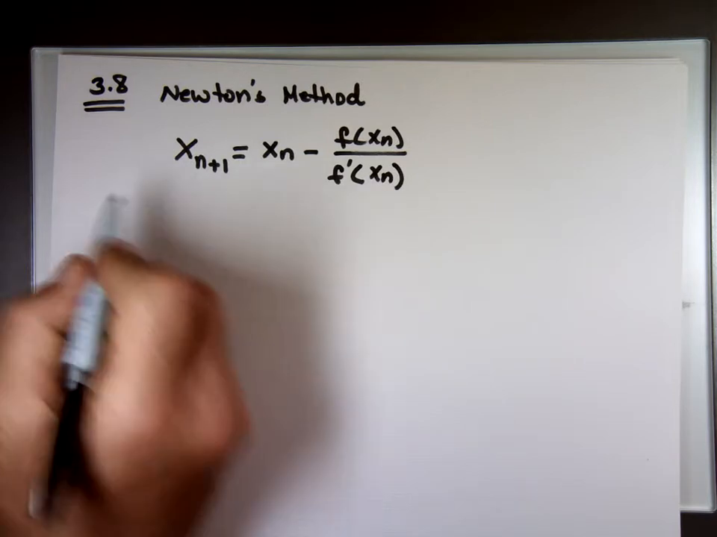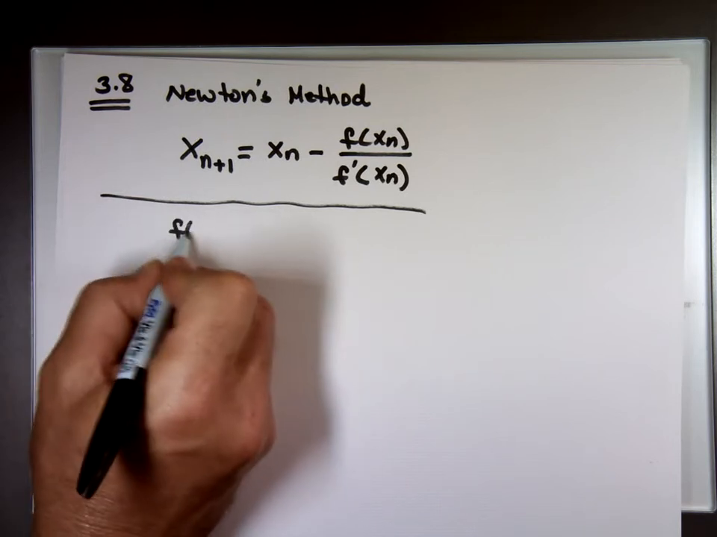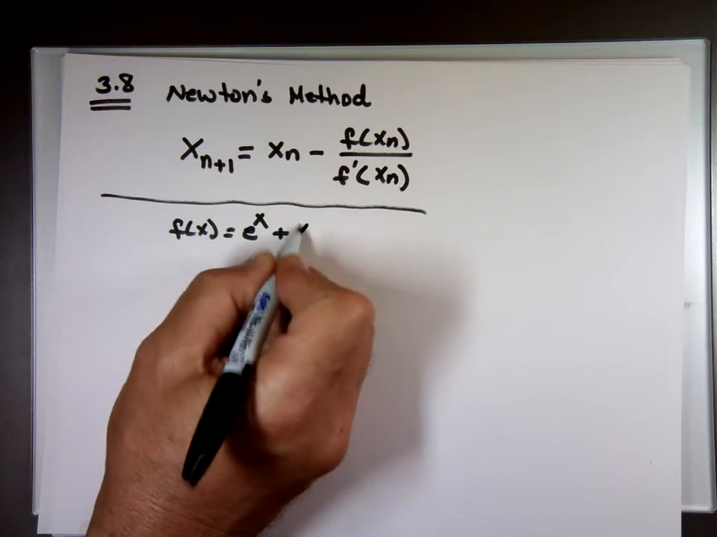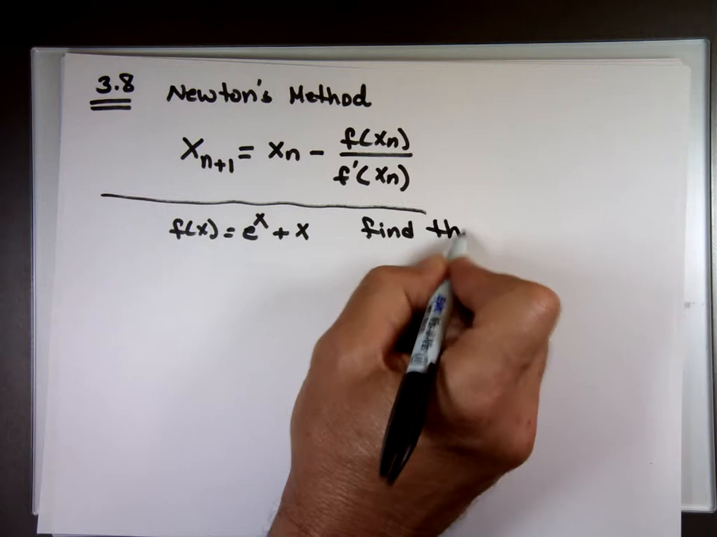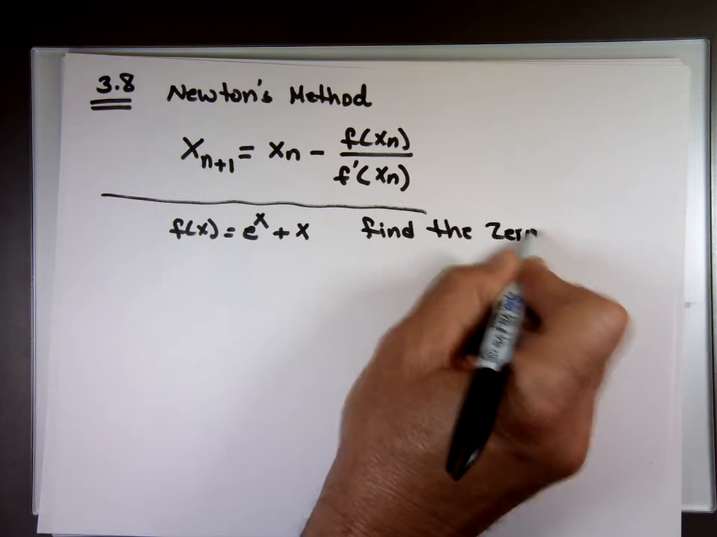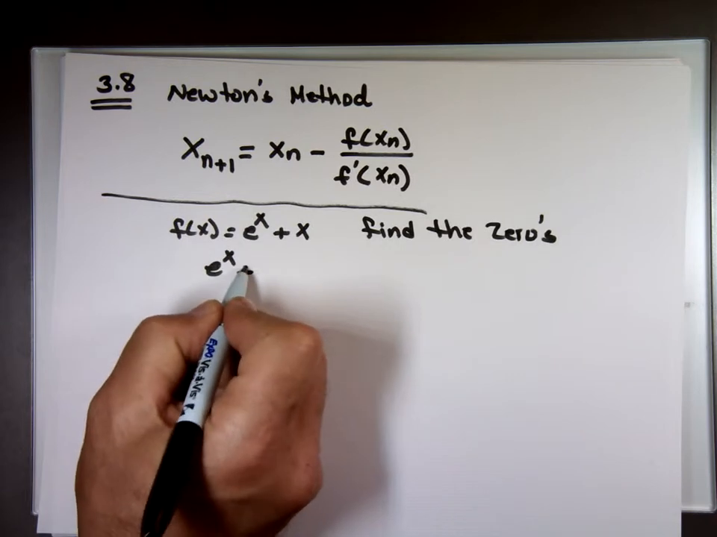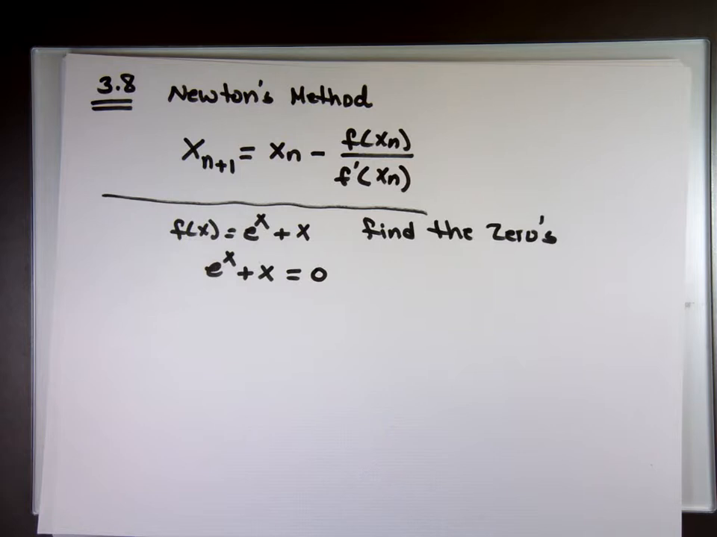Here's the question. I want you to solve this equation: f of x equals e to the x plus x. Find the roots or the zeros. What does that mean? I want you to set that equal to 0 and solve it for x. And good luck to all of us. We do not have any way to solve this really for x, unless we use a graphing calculator.